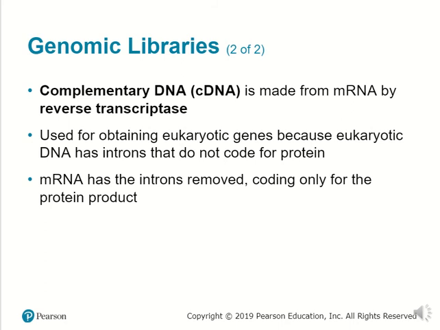Now, furthering genomic libraries, there is complementary DNA, or cDNA, which is made from messenger ribonucleic acid by reverse transcriptase, where that RNA sequence is used to build a complementary strand of DNA. This is used for obtaining eukaryotic genes, because eukaryotic DNA has introns that do not code for proteins. mRNA has the introns removed, or the sequences of genetic material removed, therefore only coding for the protein product that is desired.